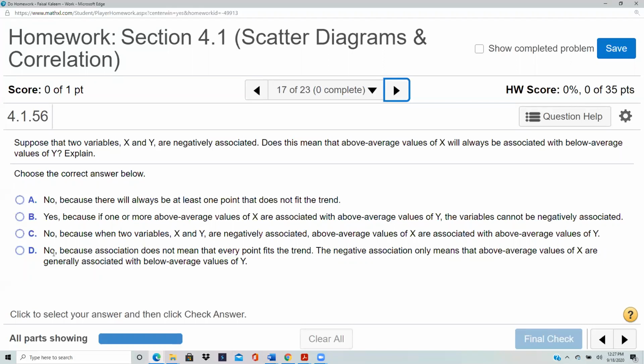Okay, now because association does not mean that every point fits the trend, the negative association only means the above average values of x are generally associated with the below. So instead of always, we can say that that's generally the case.